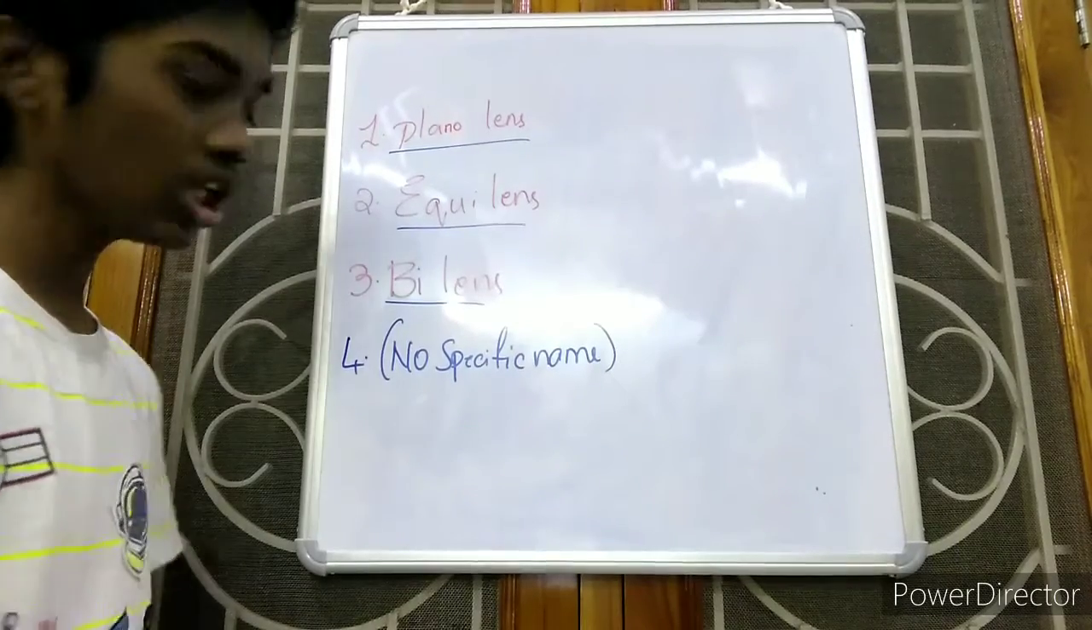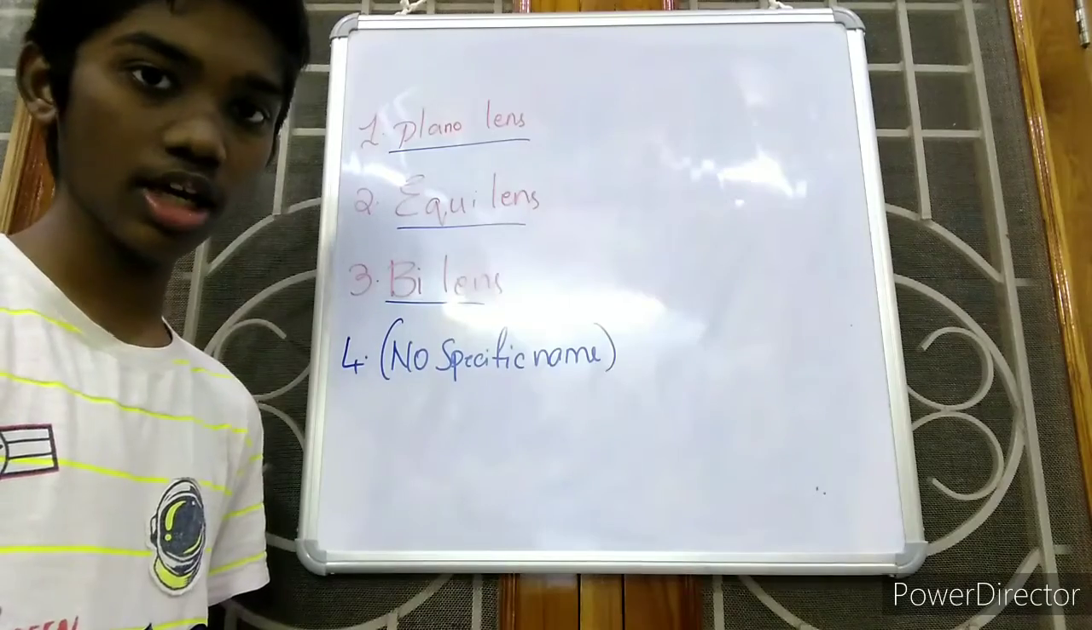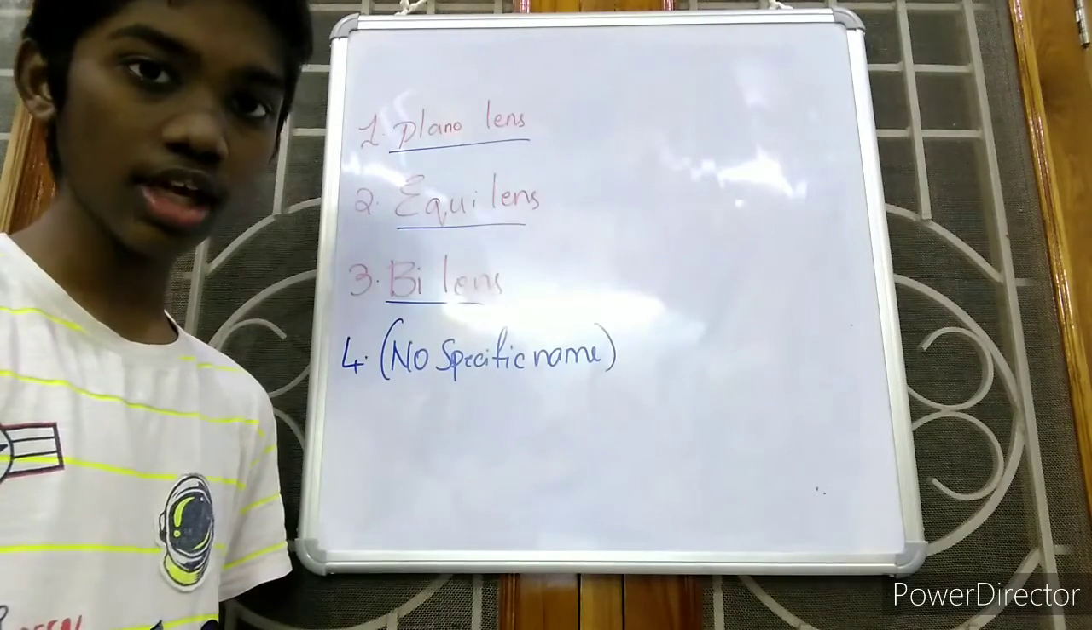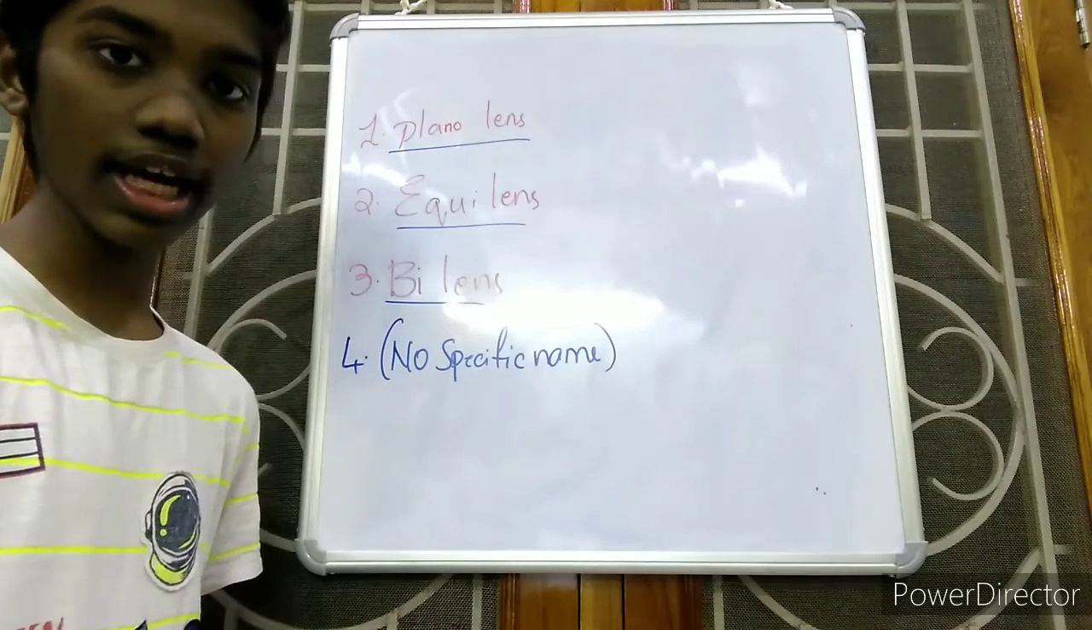So the second type is equilens. Equilens is nothing but it is having two similar curved surfaces. It is having both curved surfaces and they are similar, two similar curved surfaces with equal radii of curvature.